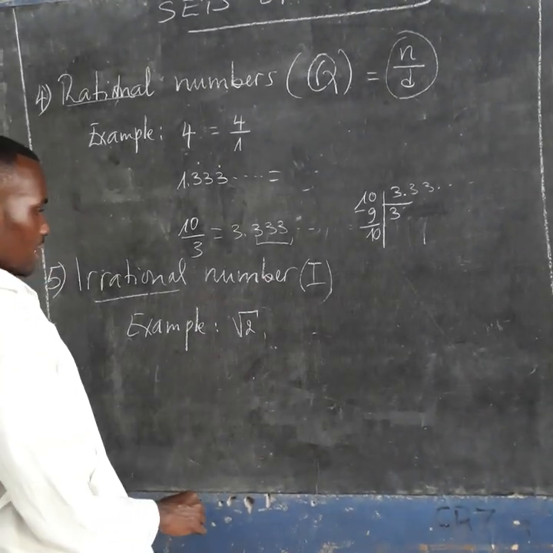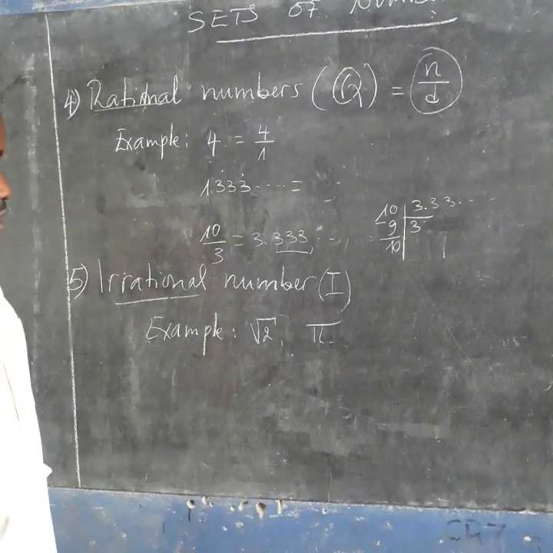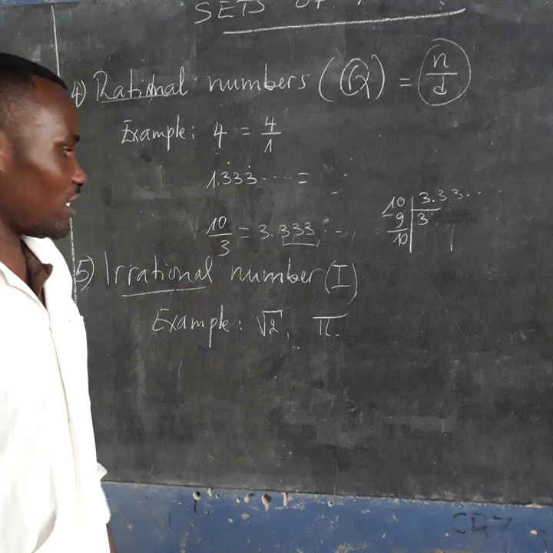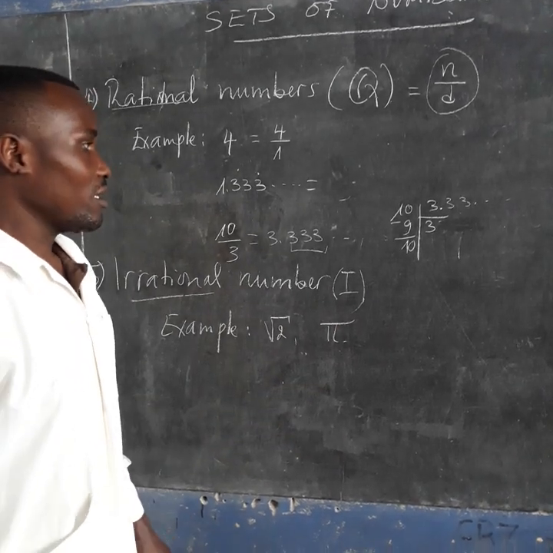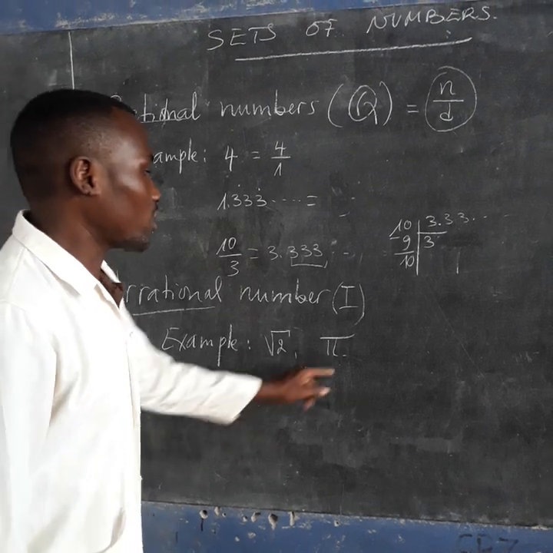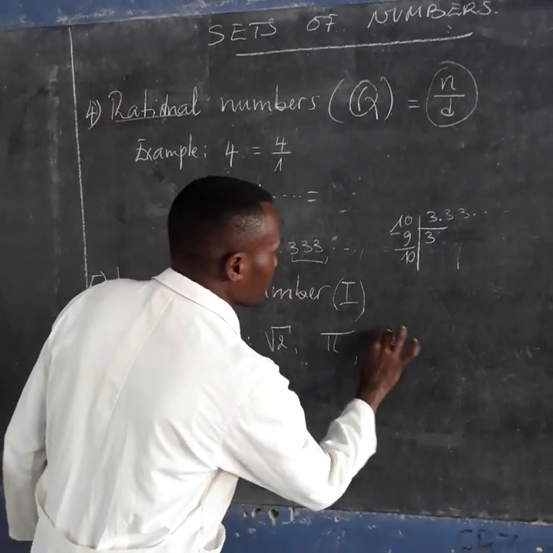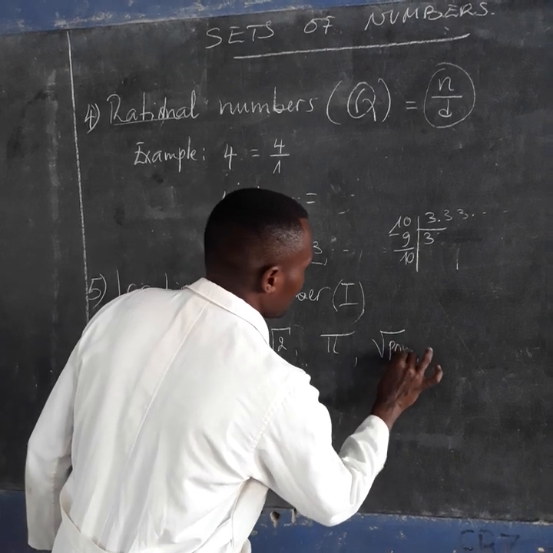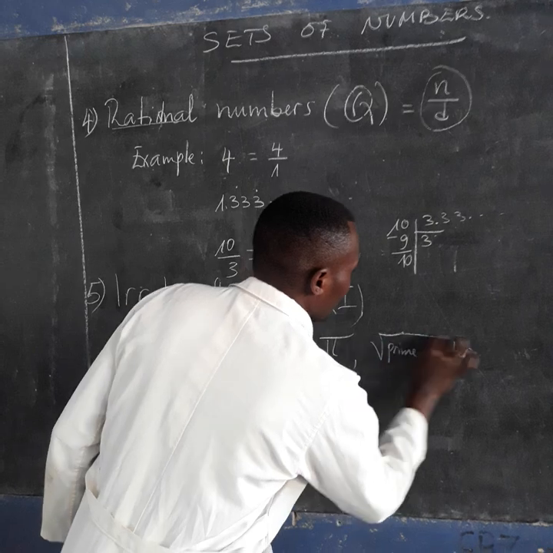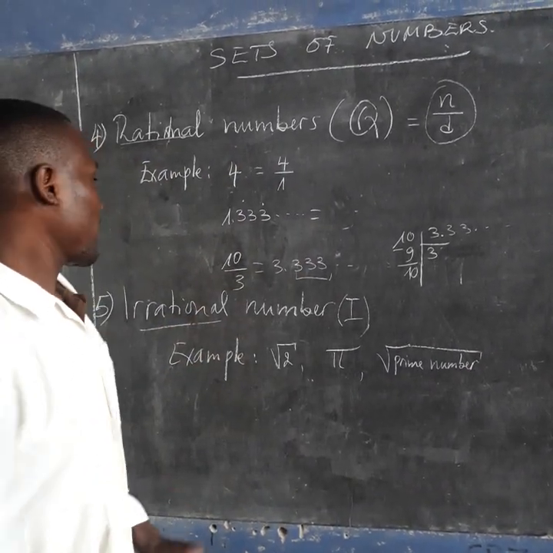Another example is the number called pi. Some people say that pi is equal to 3.14, but that is not complete. It is 3.14 and other decimals after it, which are not repeating. Another example is any square root of a prime number. Any square root of a prime number is irrational.